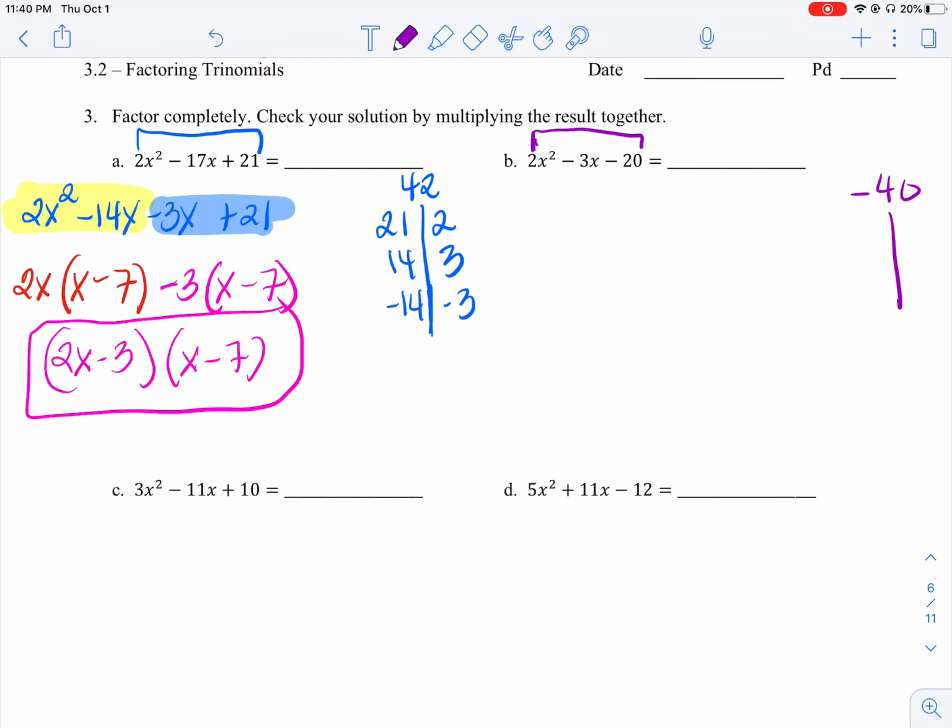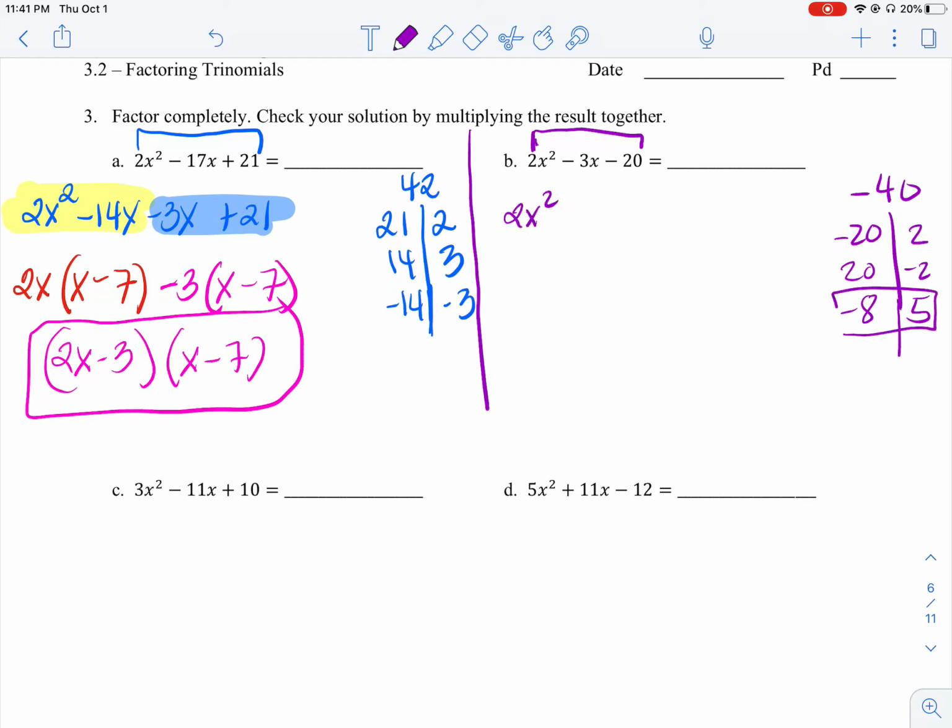Okay? So we have a negative 40, 20 times 2. And so what do we multiply to give us negative 3? So if we do 20 and 2, or even if we do 20 and negative 2, they multiply to negative 40, but that does not give us negative 3, right? What about negative 8 and 5? Is that negative 40? Yes. Is that negative 3? Yes.